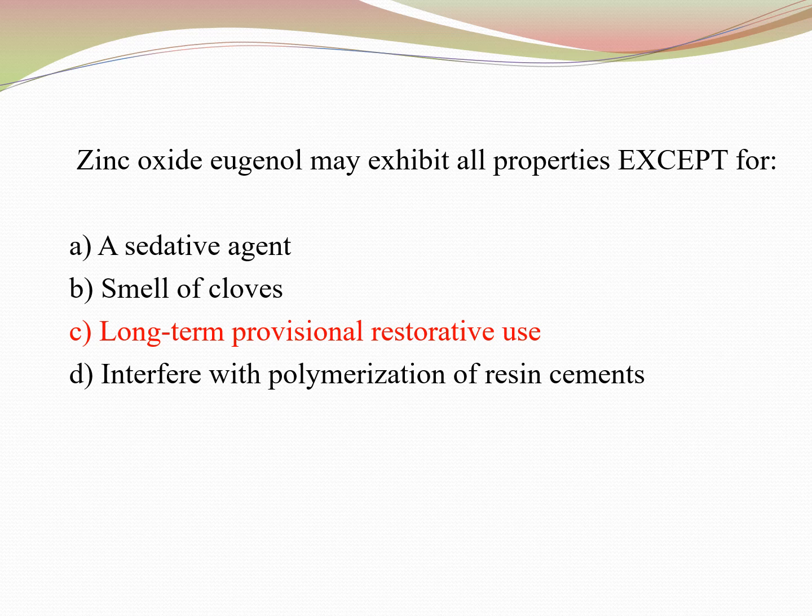Zinc oxide eugenol may exhibit all of the properties except for, we do not use it for a long-term provisional restoration. Remember, that's a temporary. They are short-term restorations. It definitely is a sedative agent. It does smell like cloves if it has eugenol in it. Sometimes we do have eugenol free. And if it's on a tooth and it's not cleaned well, it can interfere with the polymerization, remember, that's curing, of a resin cement that we might use for the permanent cementation.